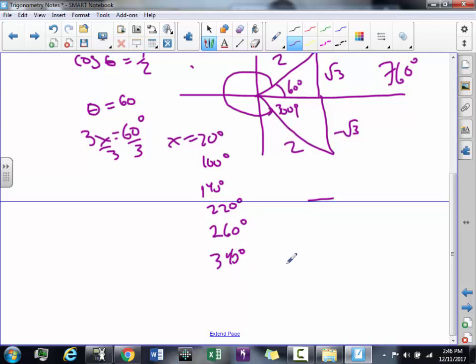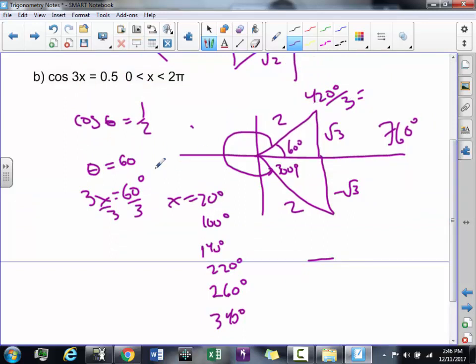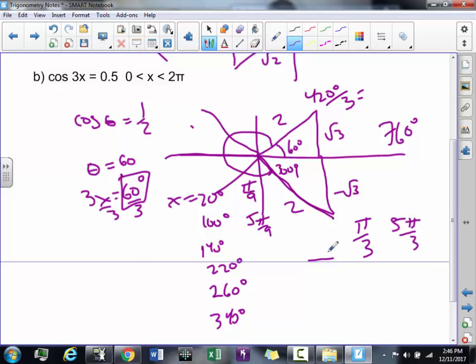If you have to do it in radians though, here's a nifty trick. This was supposed to be a 60-degree triangle, and if you know your conversion, 60 degrees was supposed to be pi over 3. Then you divided it by 3. So what happens when you take pi over 3 and you cut it by a third? Yeah, so this one will be pi over 9. Okay, then you're supposed to go all the way around the circle to 300. This would have been 1, 2, 3, 4, 5. It would have been 5 pi over 3. But then when you divide it by 3, it's going to be 5 pi over 9.